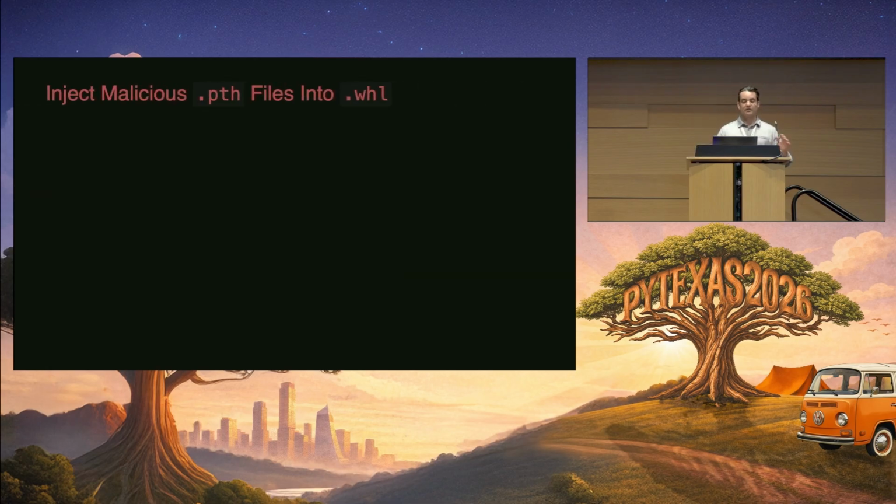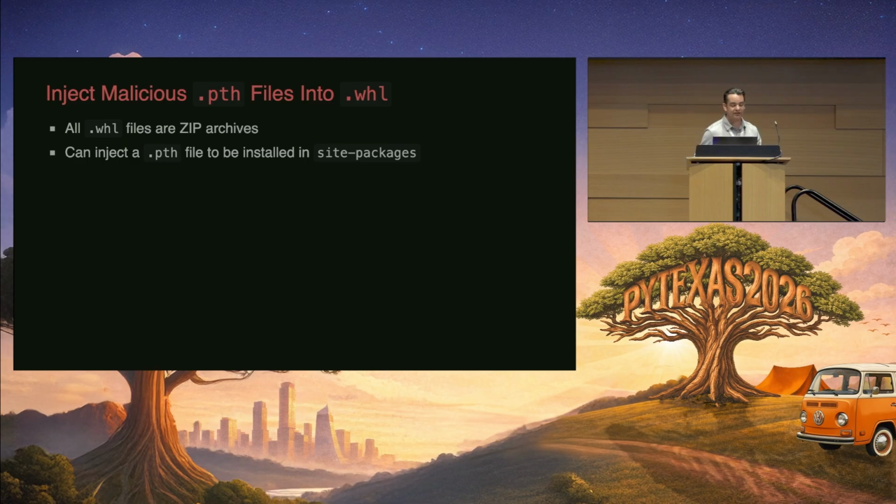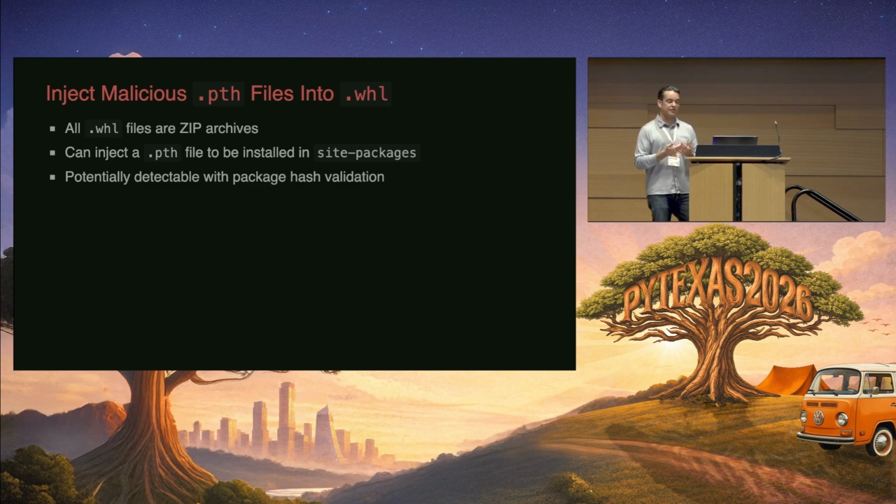Now, okay, maybe you're installing wheels, you're not too worried, you're not running setup.py. Well, wheels are just zip archives. And if an adversary gets access to that zip archive, they can unpack that zip archive and add a PTH file into that zip archive, properly update a few files, and then on installation, you will have a PTH file on your system. Now, this is detectable if you validate your hashes, which is why hash validation is so important.